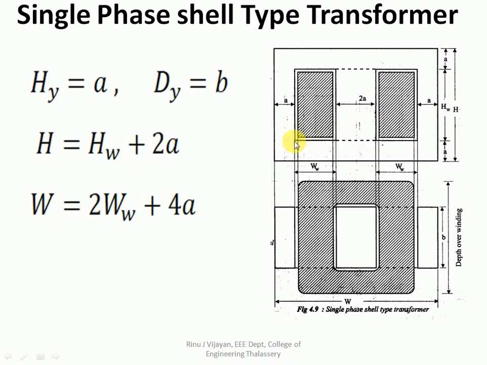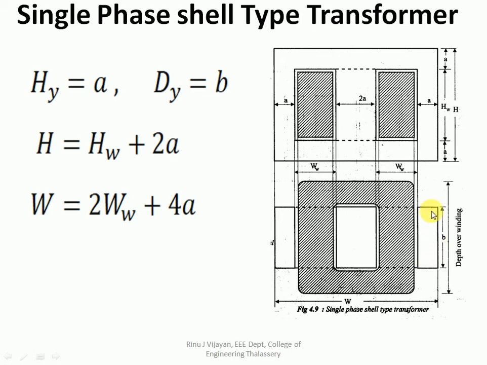See, this is the width of window from this point to this point, and this is actually the height of window. The core which is being used here is a rectangular core. In the case of a rectangular core, the height of yoke, that is this portion, is the same as the width of rectangular stamping, that is HY is equal to a, and the depth of yoke is indicated here.